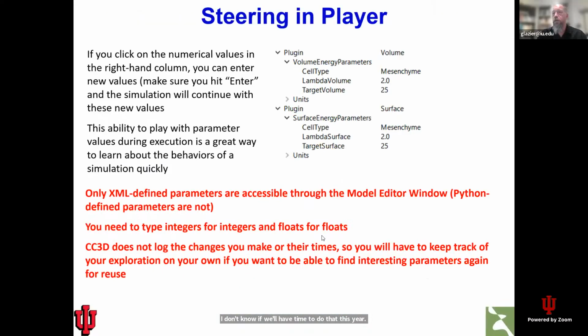Okay, just reminding you, steering in player, only the XML-defined parameters are accessible through the model editor window. When you get to Python ones, you'll have to use the steering panels, the sliders instead. Another problem with editing things in the player window is that it doesn't log the changes that you've made. We've worked on doing that. So if you find a really nice set of parameters, write them down, because you won't remember. If you don't remember them, it's not logged.